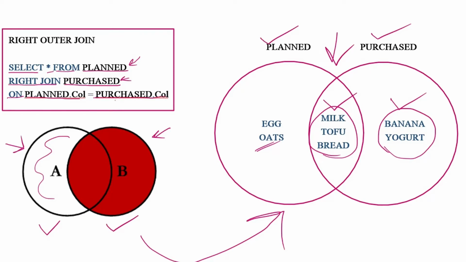I leave it to you to practice this right join on pgAdmin, and you can use the same code that we have used in the previous lecture for left join. All you need to do is just swap the left join that we used in the previous query in the last video with a right join.